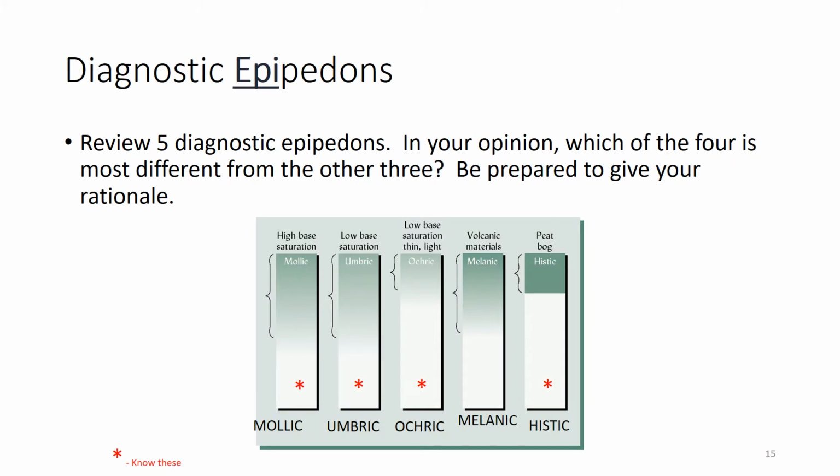Now, reviewing all five diagnostic epipedons together, we've got our high base saturation mollic, our low base saturation umbric, and our low base saturation, thin and light ochric. And then we have volcanic materials being melanic, and peat bogs being histic.